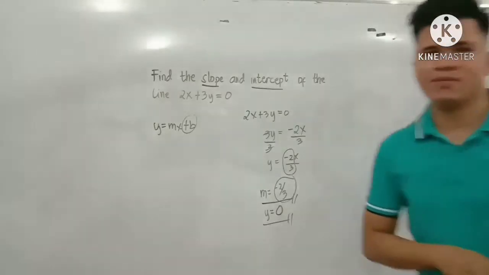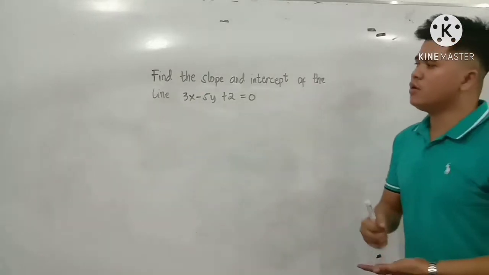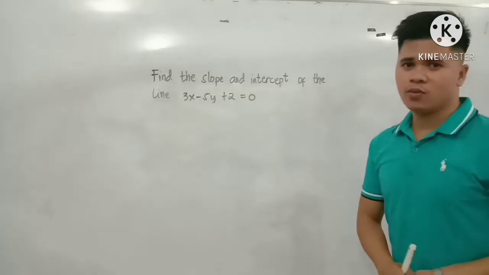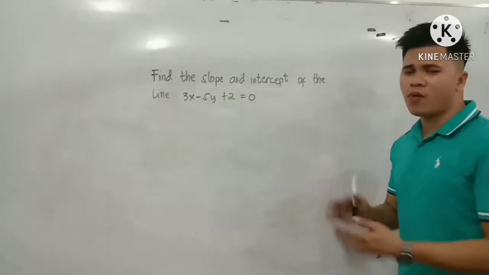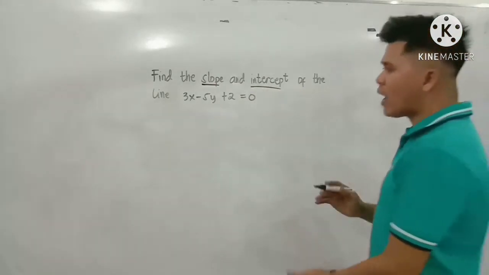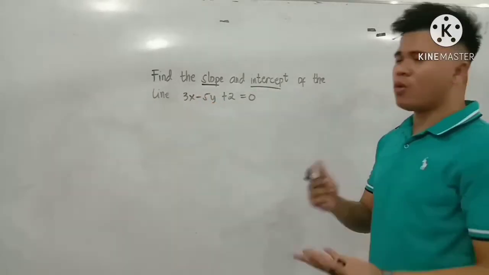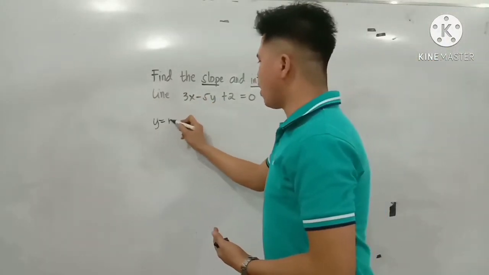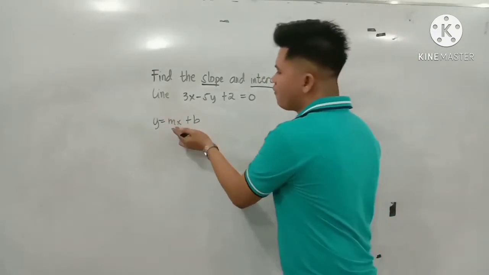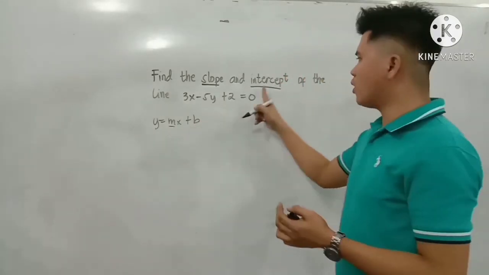Another example. Let's say, find the slope and intercept of the line 3x minus 5y plus 2 is equal to 0. So again, in order to find the slope and the intercept, we have to rewrite or transform this equation into the form y is equal to mx plus b. It is because the coefficient of x is the slope and the constant is our intercept.